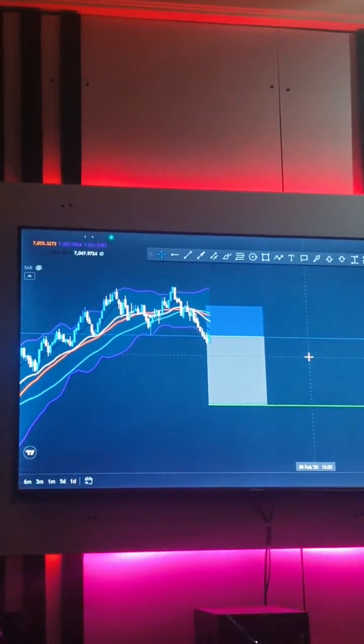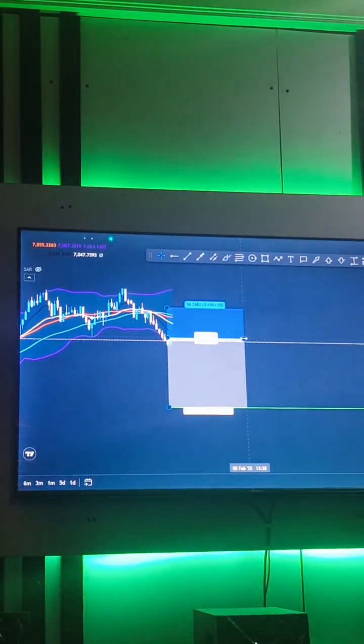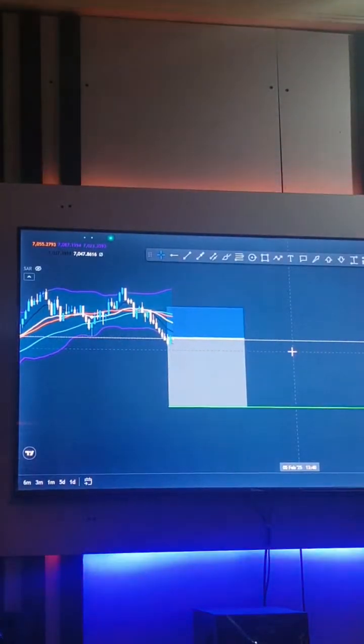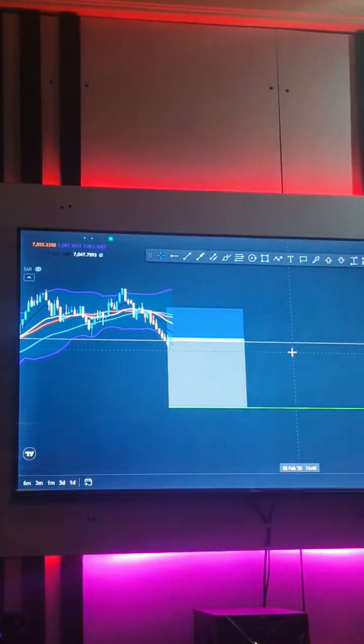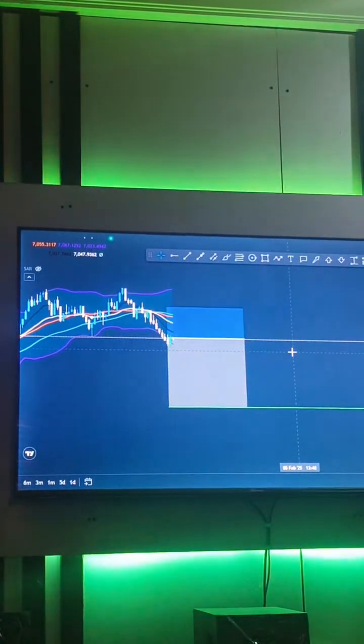V75 1S sell. This strategy, I told you guys that this strategy works like crazy, and I'm going to prove it to you again. This is another live trade. We just entered this trade now. Just watch and see what happens in the next few minutes.